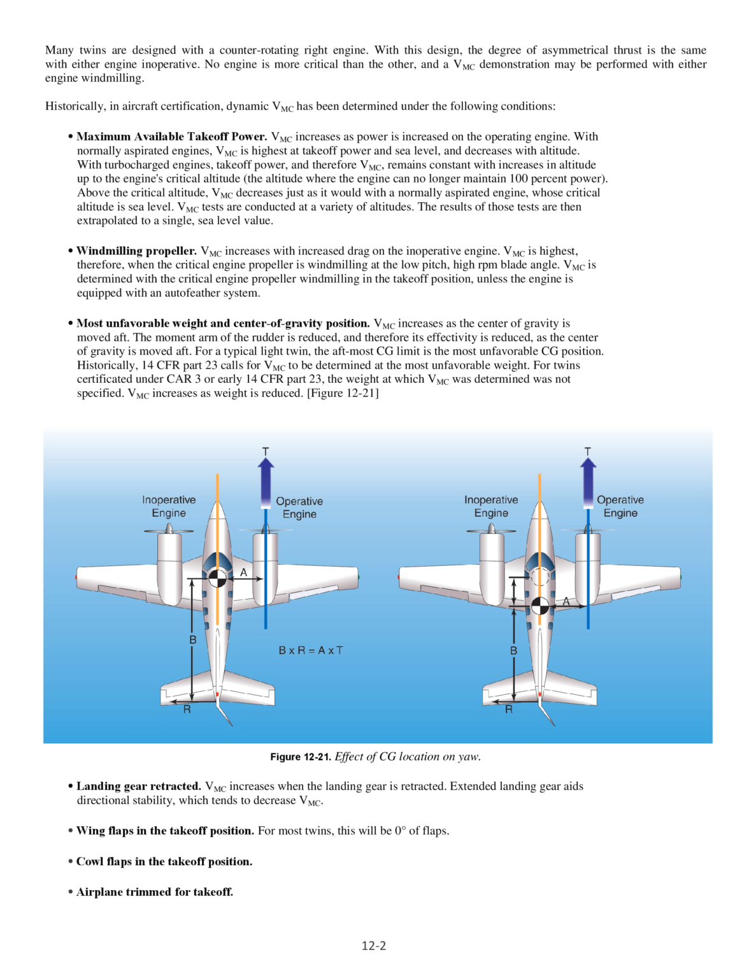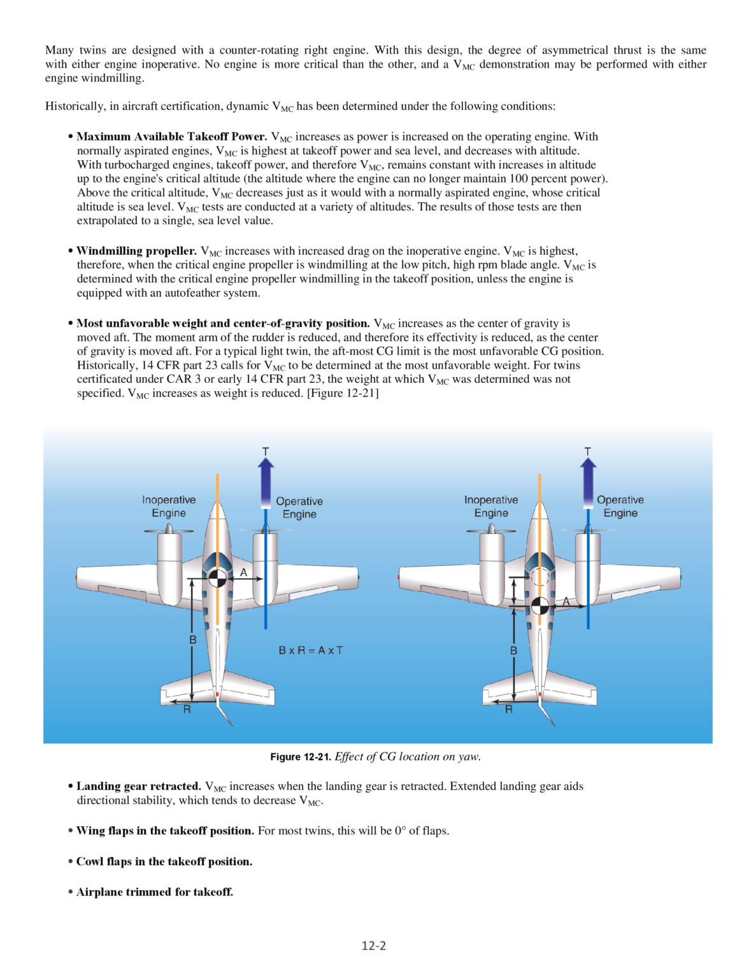Historically, in aircraft certification, dynamic VMC has been determined under the following conditions. Maximum available takeoff power: VMC increases as power is increased on the operating engine. With normally aspirated engines, VMC is highest at takeoff power and sea level, and decreases with altitude. With turbocharged engines, takeoff power, and therefore VMC, remains constant with increases in altitude up to the engine's critical altitude, the altitude where the engine can no longer maintain 100% power.